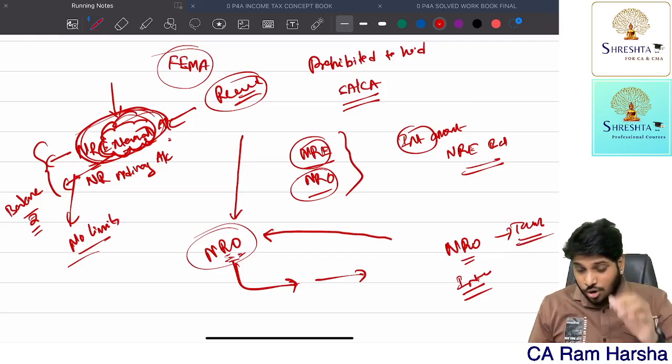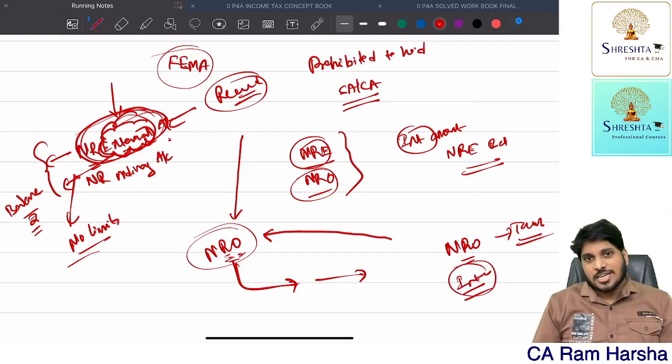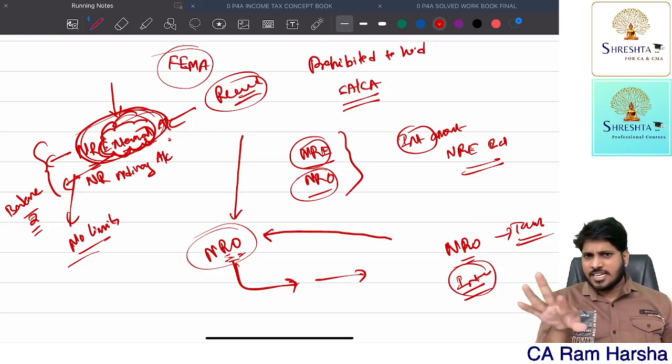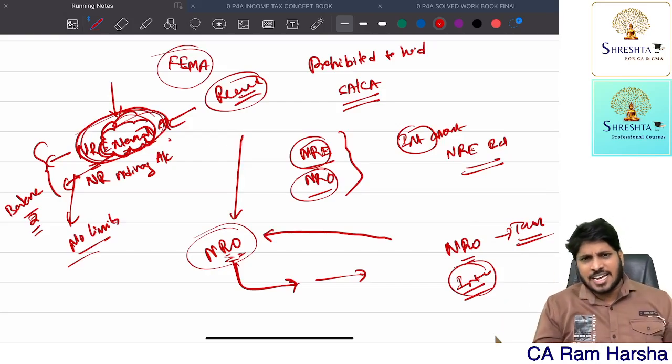From NRO, if I am getting any interest income, it is taxable. NRO means it's an account maintained with an Indian bank by a non-resident. Both are non-resident related bank accounts only. One is ordinary account, another one is external. Ordinary means just like any savings account.